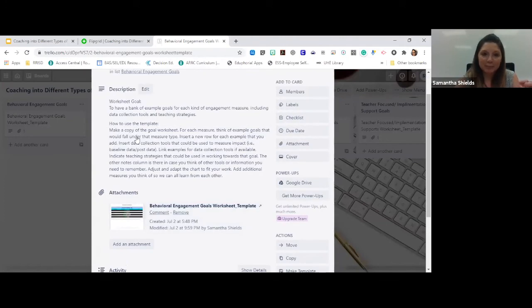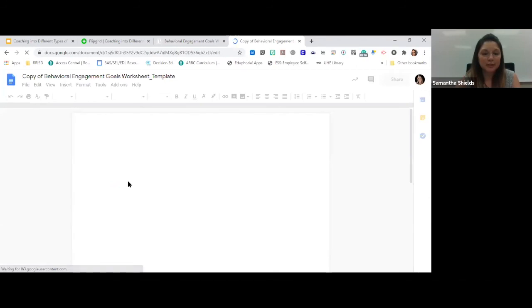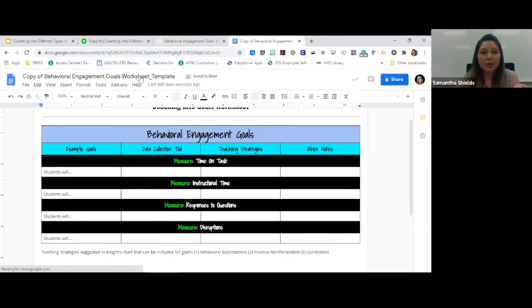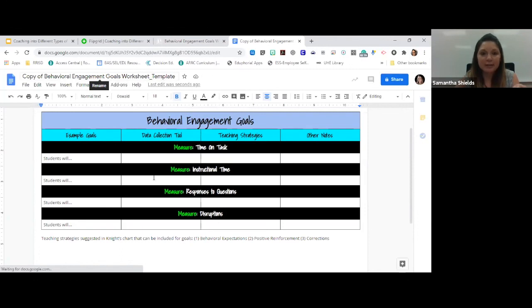Here, I want you to use this template so that you can generate examples of behavioral types of engagements. So you'll click it, you will make a copy for yourself. And then once you have your copy, you can title it and put your name behind it. And this is where I want you to think, what's an example type of engagement goal that you could write with teachers that's based on the measure of, are they on task? And then what is an example of a data collection tool that you could use, a strategy that could go with that, and any other notes you need.